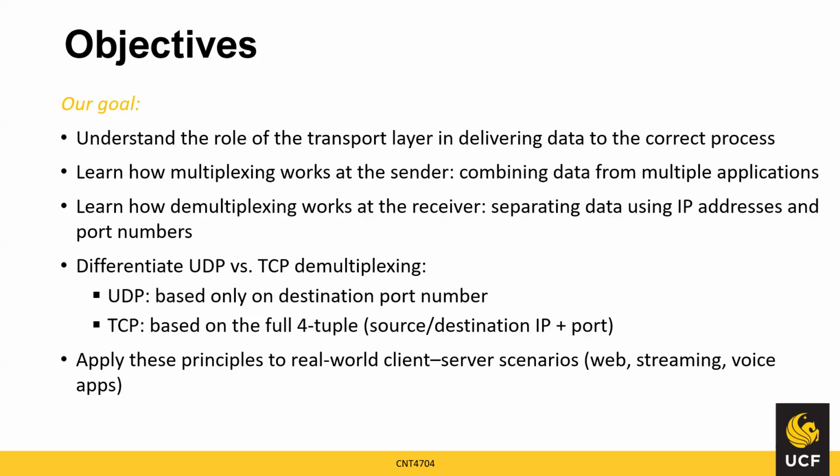We will primarily talk about both protocols today when it comes to demultiplexing. UDP is based on a destination port number, and TCP is based on a 4-tuple that we will discuss today with examples, because we know UDP is connectionless, so it does not have a handshake similar to TCP. Then we want to apply these principles to real-world client-server scenarios like web, streaming, and voice apps.